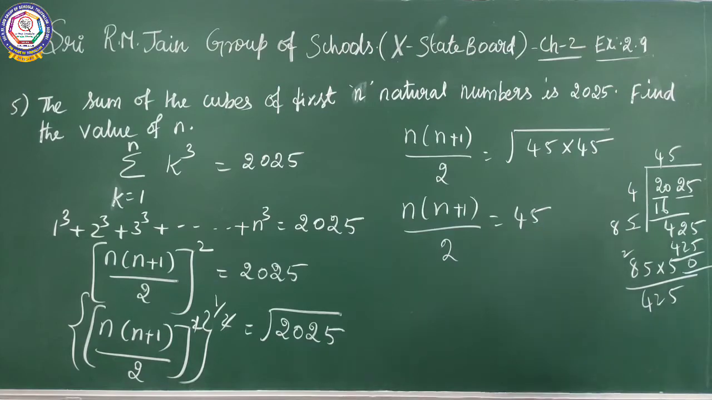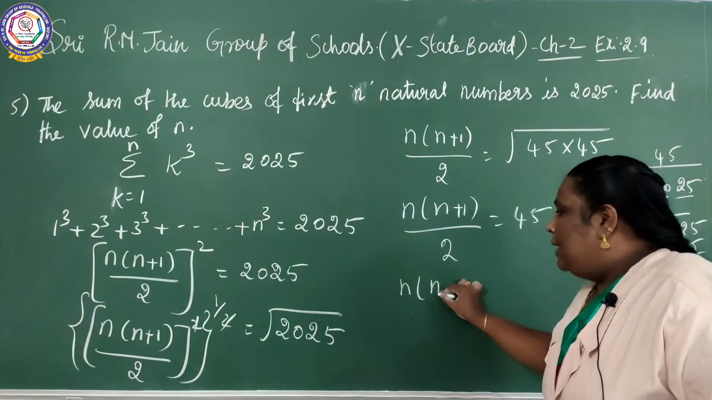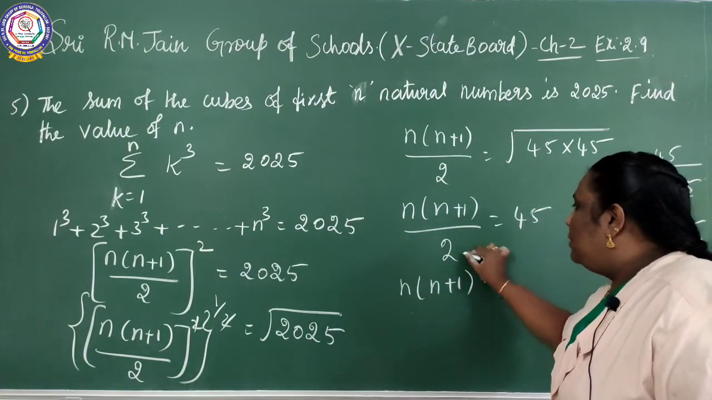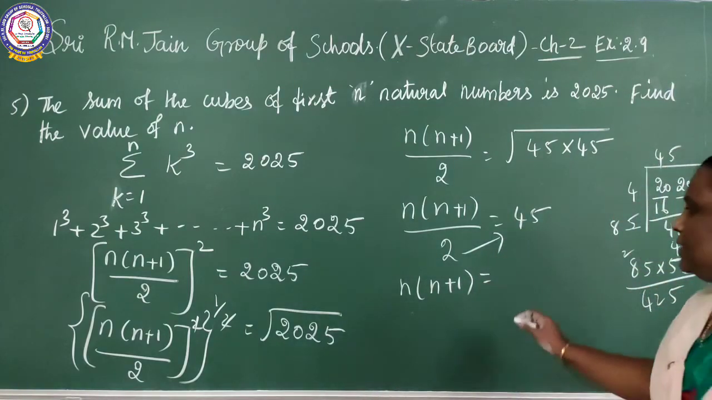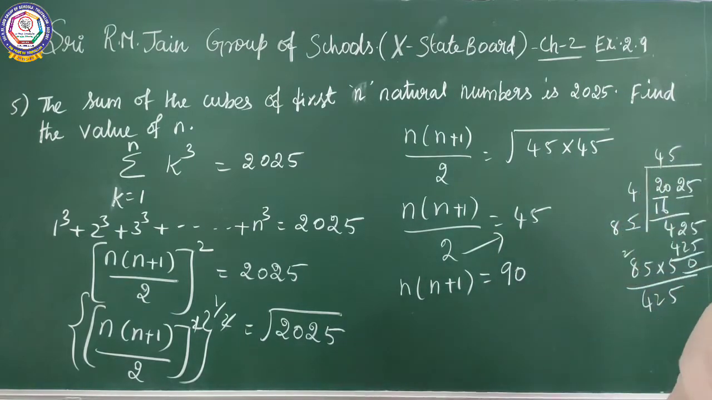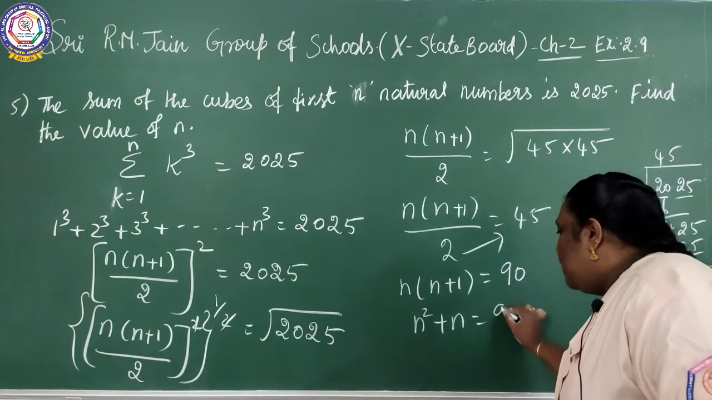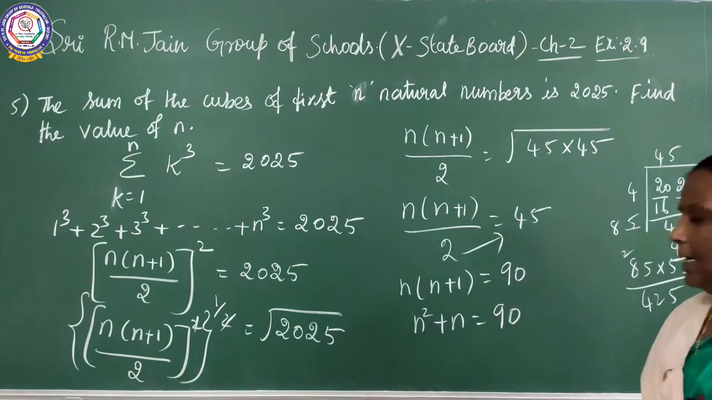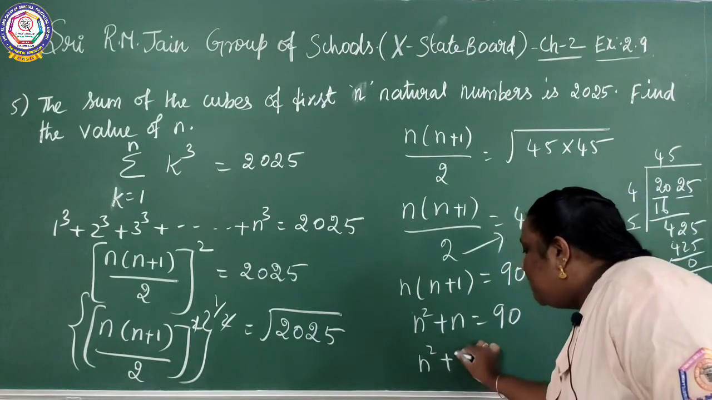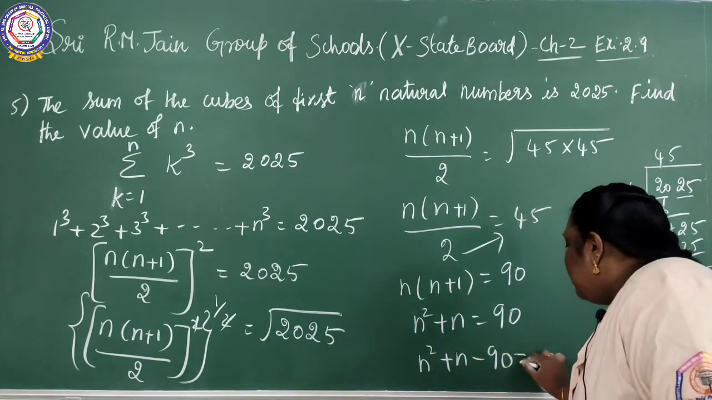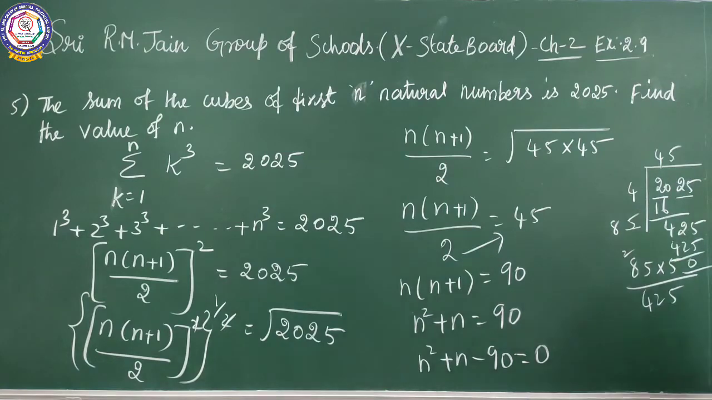So n into n plus 1 by 2 equals 45. The 2 you can bring to the other side. What is the value? 90. So n square plus n equals 90. n square plus n minus 90 equals 0.